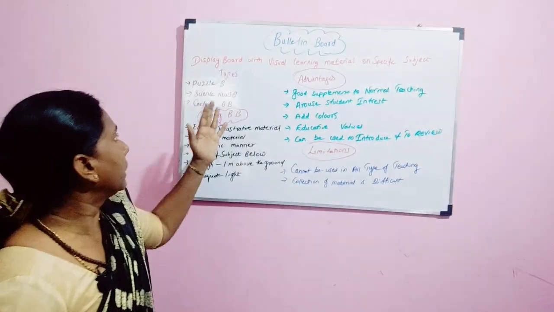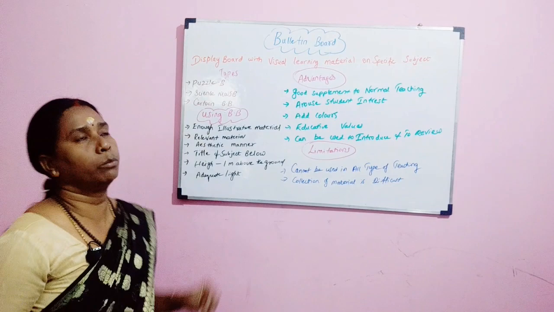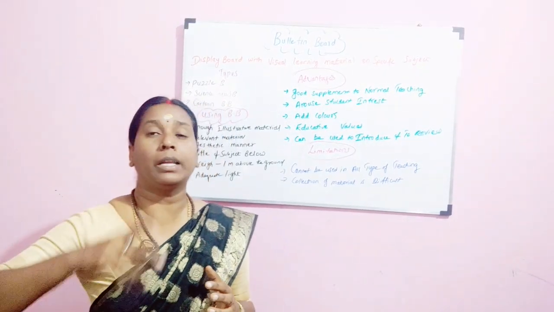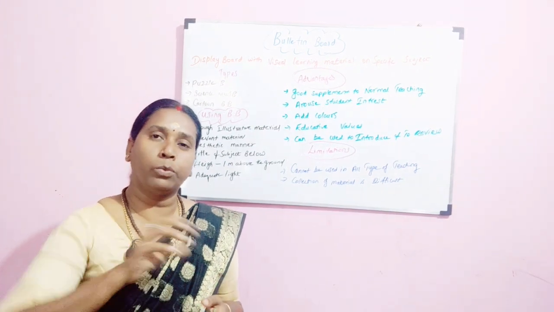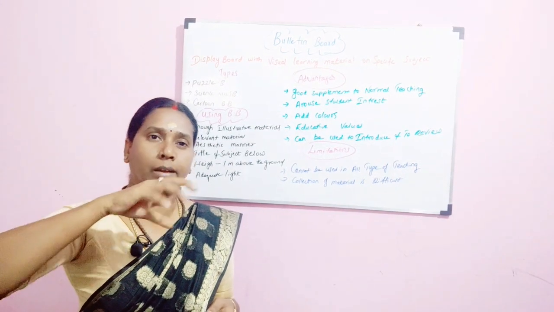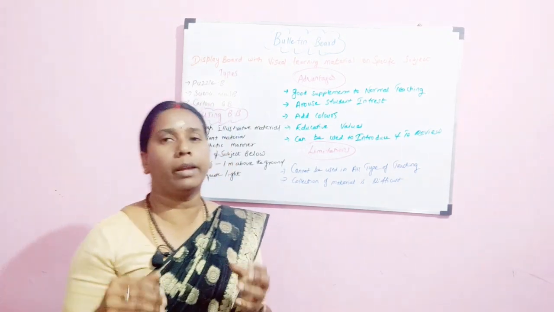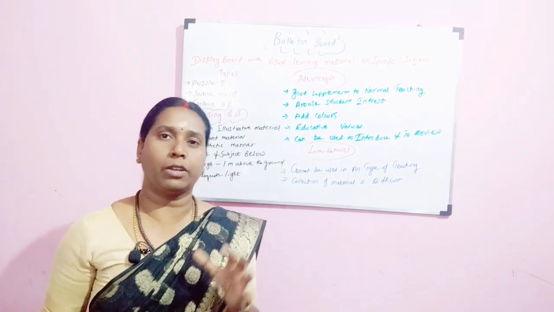Now, the types of bulletin boards. You have the puzzle bulletin board, which is very common. You would have seen small kids playing with puzzles, where a flower image is divided into 4 or 8 pieces and you try to arrange them. That is your puzzle board.